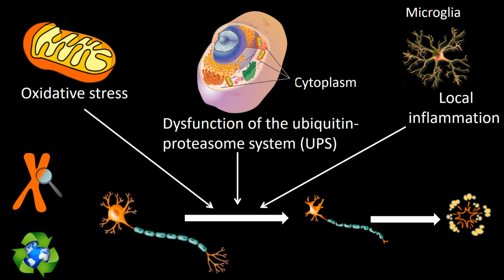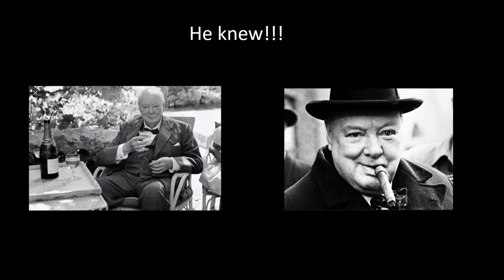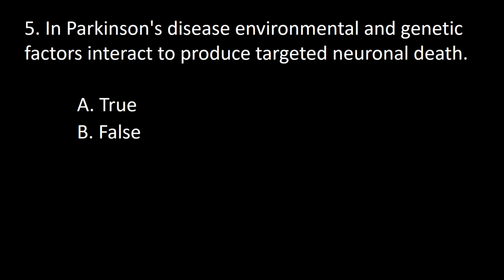The data about environmental factors is conflicting. Exposure to pesticides may increase chances to develop Parkinson's. Some authorities believe that drinking alcohol and coffee and smoking decreases the chances of developing Parkinson's disease. So the answer to this question is true.